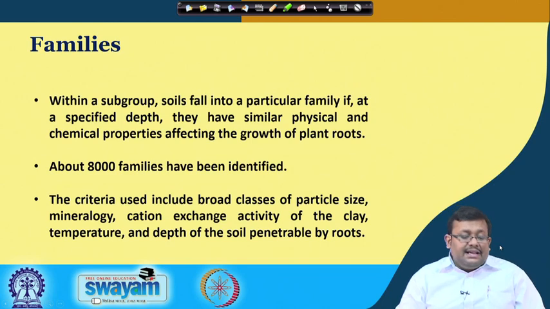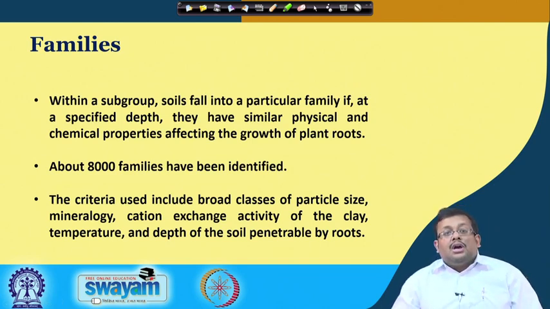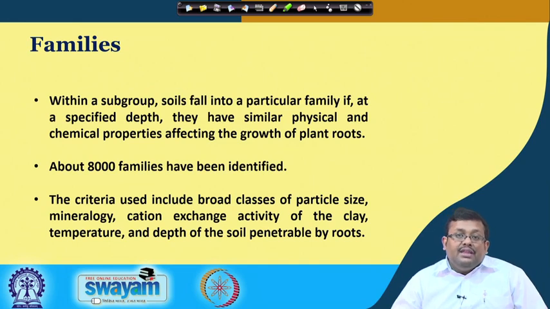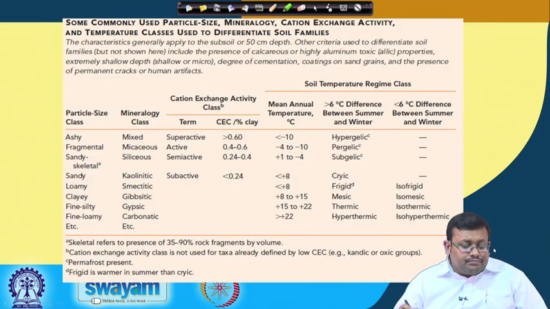The next category is families. Within a subgroup, soil falls into a particular family at a particular depth, and they have similar physical and chemical properties affecting the growth of the plants. About 8,000 families have been identified, and the criteria used include broad classes of particle size, mineralogy, cation exchange capacity of the clay, and temperature. Let us see in the next slide.